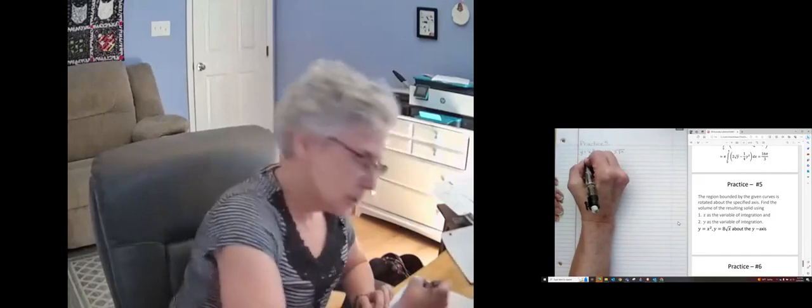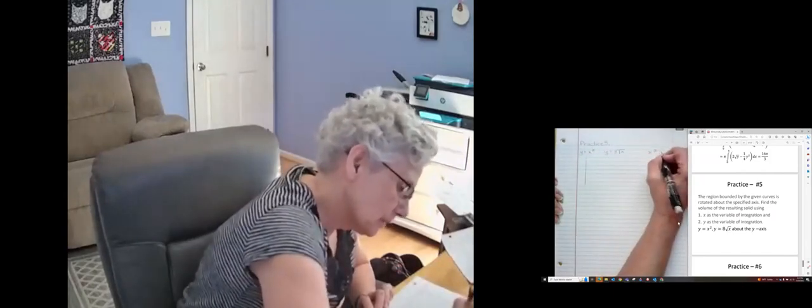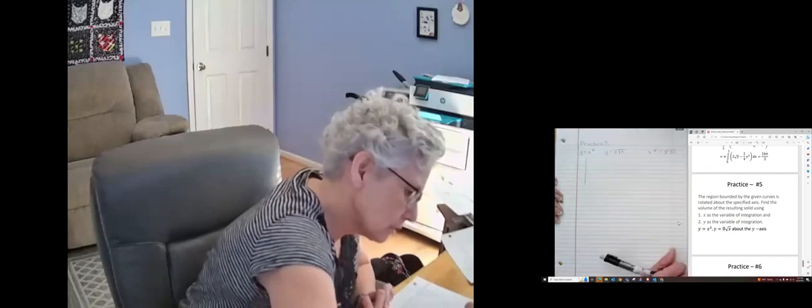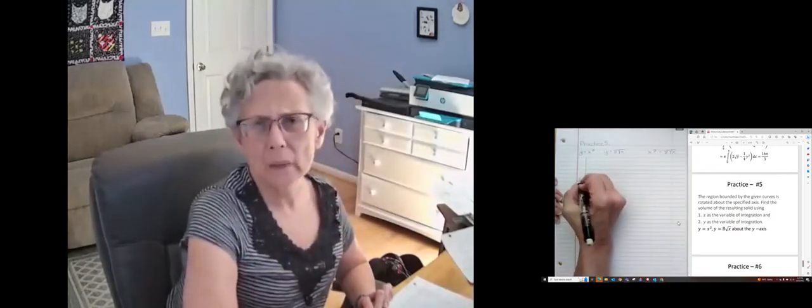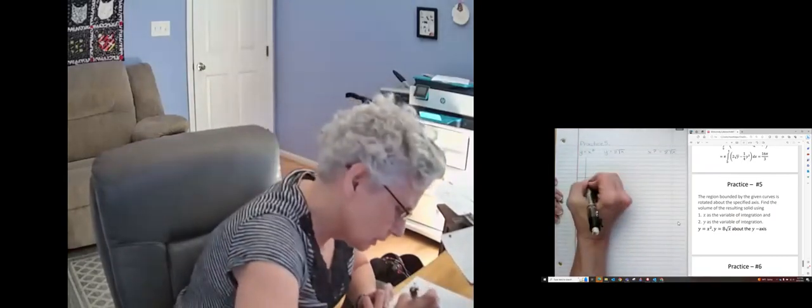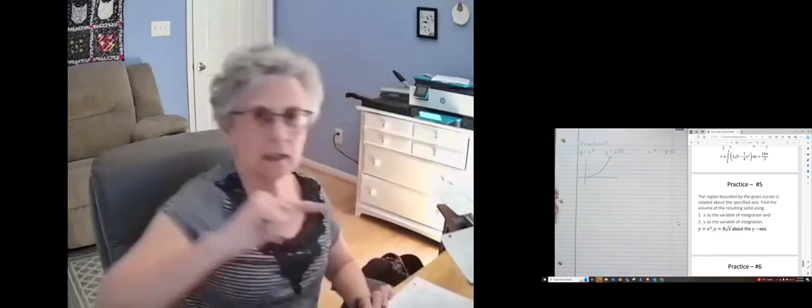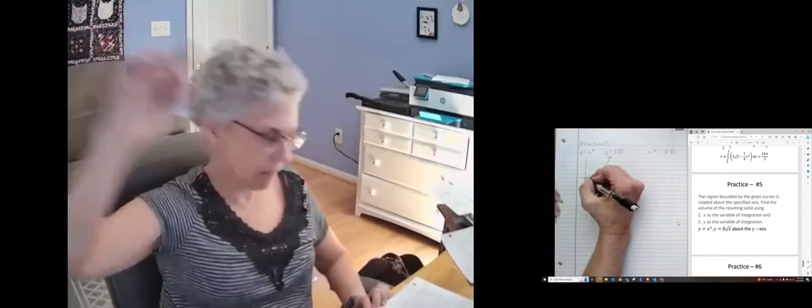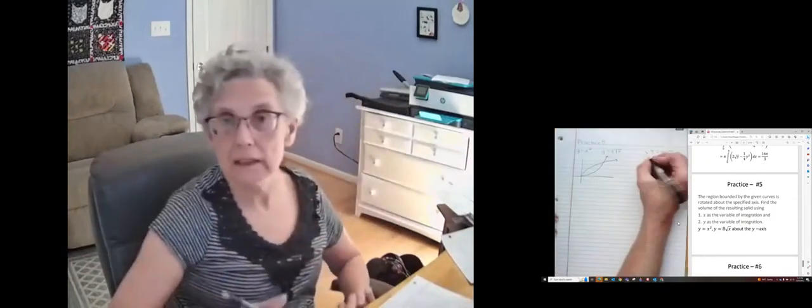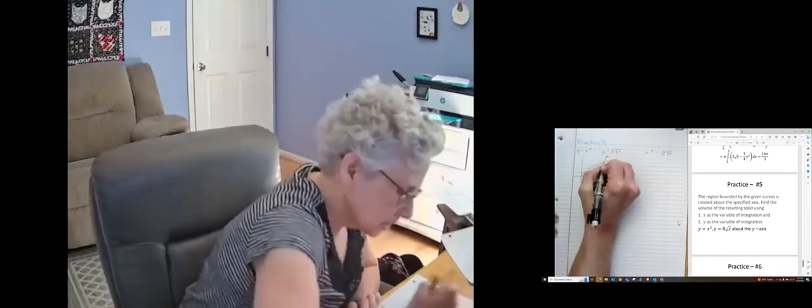So let's sketch ourselves a little graph of this. So first let's set them equal to each other. X squared equals 8 times the square root of x. Well, I know it's got to be in the first quadrant because x squared looks like this, and square root of x looks like that, and multiplying it by 8, it's still going to look kind of the same. We just have to figure out exactly where this point is where they cross.